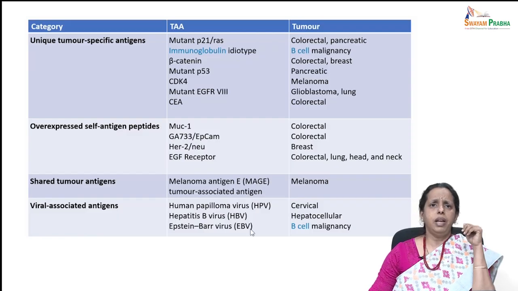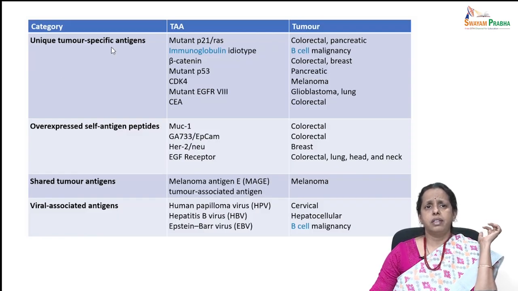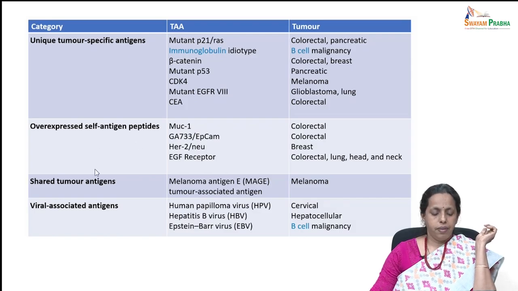Very briefly, what exactly are these tumor associated antigens? As I said, you have different types. You have the unique tumor specific antigen, then you have the overexpressed self antigen, and then you have the self antigen peptides.